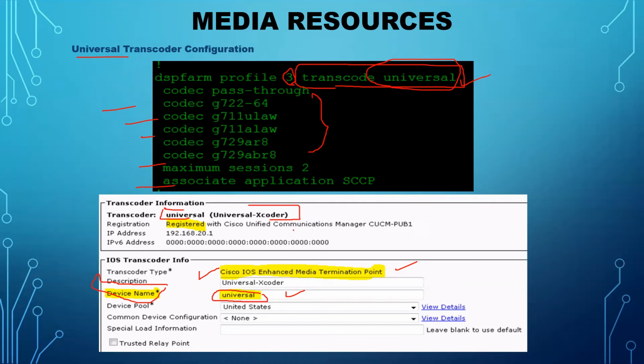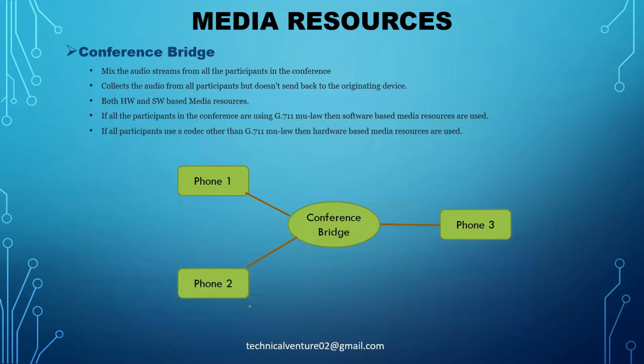It is showing registered with Cisco Unified Communications Manager. It will not show as registered on your CUCM if the device name on the CUCM and on the gateway are not the same. It will show registered in only one case: once these device names are the same. I hope the things are clear between the normal transcoder as well as the universal transcoder.